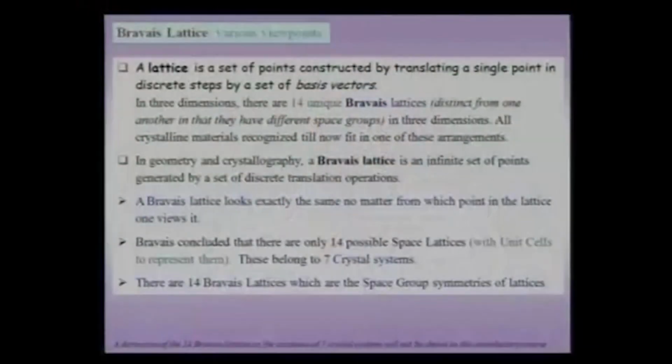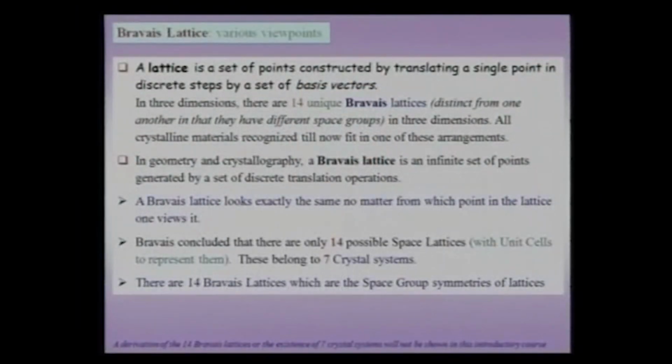Bravais concluded that there are only 14 such possible lattices, and we use some conventional unit cells to represent these lattices as before. An important point to be noted is that these 14 Bravais lattices belong to the 7 crystal systems. Of course, we will have much more to say about how we go from lattices to crystals, and then how we classify these lattices into these 7 crystal systems.